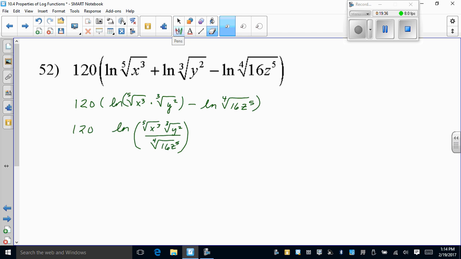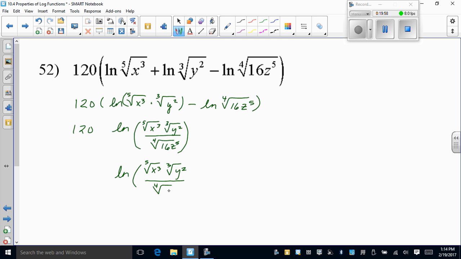So all I have left now is throw the power on there. So this is the natural log of the 5th root of x cubed times the cubed root of y squared, over the 4th root of 16z to the 5th, all raised to the 120th power, and this is fine. There's a lot more math involved if you want to bring that 120 to everything. I will leave it alone right here. Don't kill yourself over anything more.